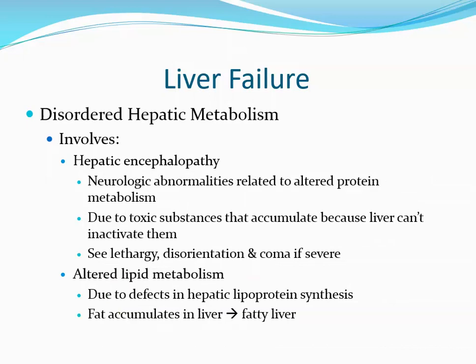You can see hepatic encephalopathy. These are neurological abnormalities related to altered protein metabolism. Now, toxic materials will begin to accumulate because the liver is no longer able to inactivate them. One example is ammonia that comes from the breakdown of amino acids. Usually ammonia is used to make urea and then be cleared from the body, but now this can no longer happen. This will result in lethargy in mild cases and disorientation and coma in more severe cases.